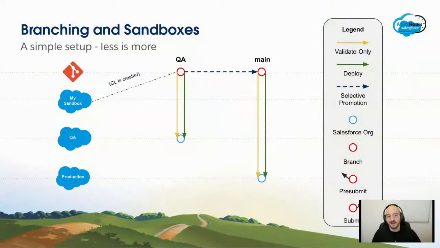I think that folks have a lot of challenges with this, but the overall scope here is that you want a simple setup and that less is really more. So what we're looking at here is a diagram that shows a little bit about a change's life cycle as you interact with your sandboxes and with your branches within your Git repository.